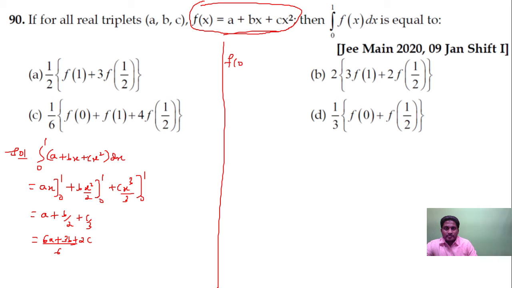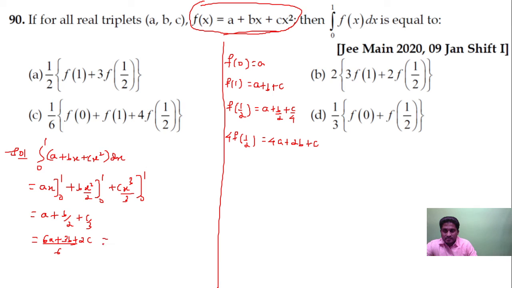f of 0 will be equal to a. f of 1 will be equal to a plus b plus c. f of half will be equal to a plus b by 2 plus c by 4. If I multiply by 4, you get 4 into f of half is equal to 4a plus 2b plus c.